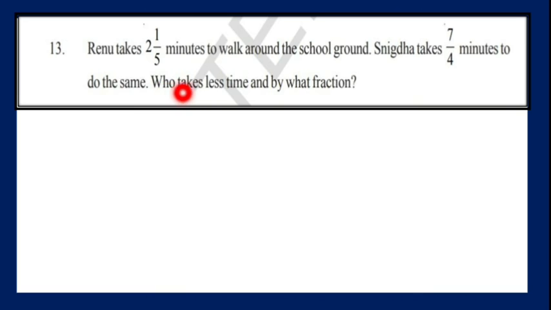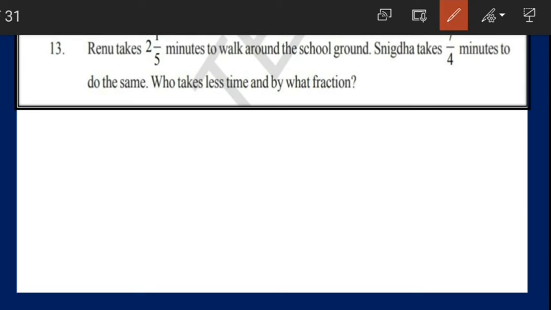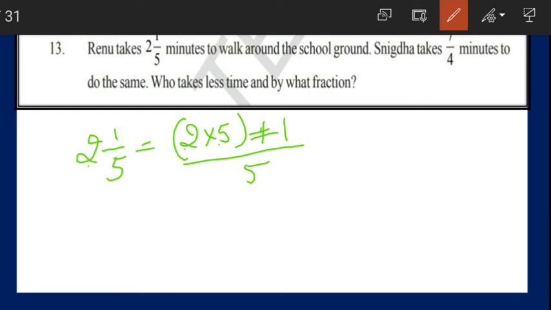Now we have to find out who takes less time. That means we have to compare these two. Dear students, observe that we can't compare a mixed fraction and an improper fraction. To compare them, first convert this mixed fraction into an improper fraction and after that compare these two. We know how to convert: 2 wholes, 5 into 5 parts, plus 1 by 5. That means 2 fives are 10, 10 plus 1, 11 by 5.